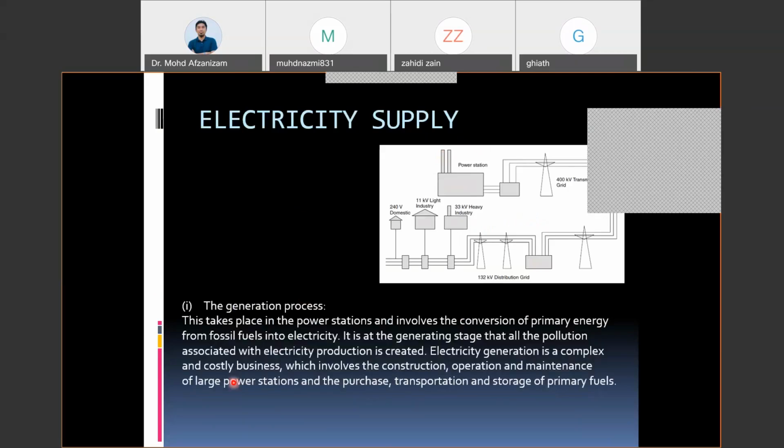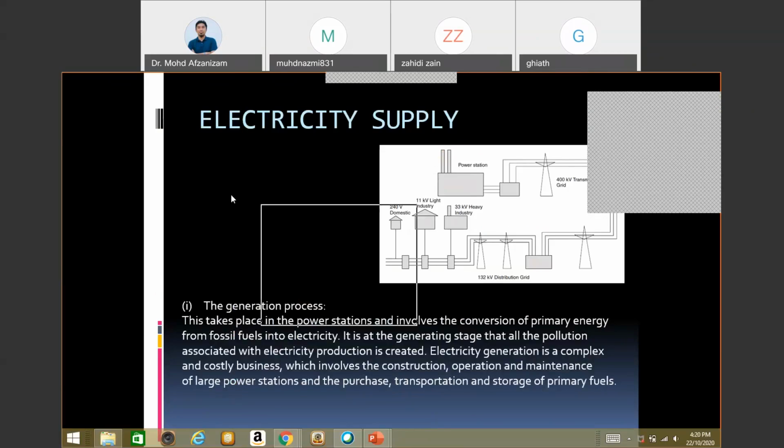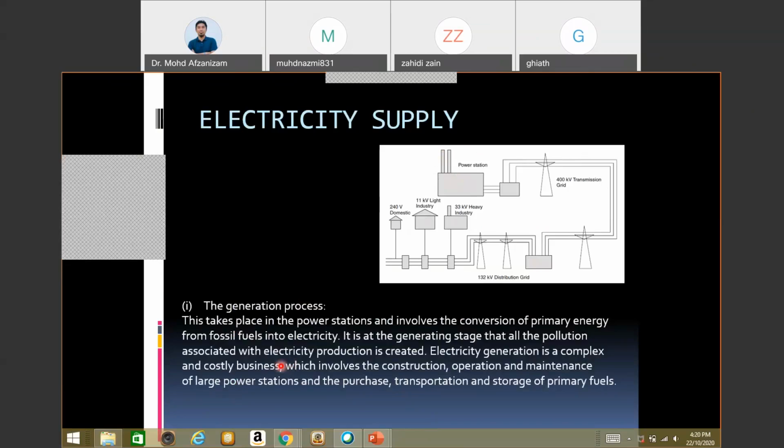Electricity supply. Okay, I will try to push this one. The generation process takes place in a power station. So this one is the power station, and involves the conversion of primary energy from fossil fuel into electricity. It is at the generating stage that all the pollution associated with electricity produced is created. Electricity generation is a complex and costly business which involves the construction, operation, and maintenance of large power stations, and the purchase, transportation, and storage of primary fuel. So this is the part of the prime source of energy, which is very costly.